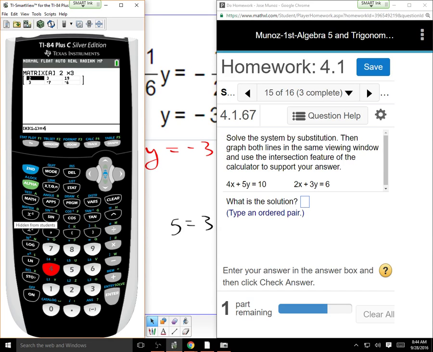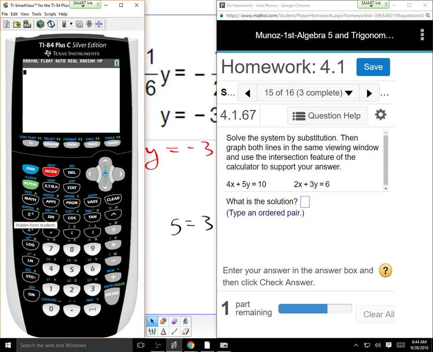Yes, that is important. They both have to be in standard form. So all the X's have to line up, all the Y's have to line up. If you're doing a 3 by 3, all the Z's have to line up. Okay, so I've got 4, 5, 10, and then 2, 3, 6. And once you get used to this, it goes by super fast. So I've got my matrix in there.